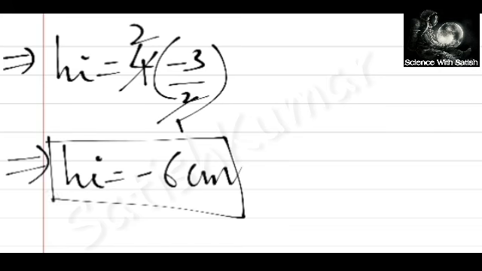From this I can say the image formed is enlarged compared to the object, because the height of the object is 4 and the height of the image is 6, and this negative sign indicates that the image is formed below the principal axis.